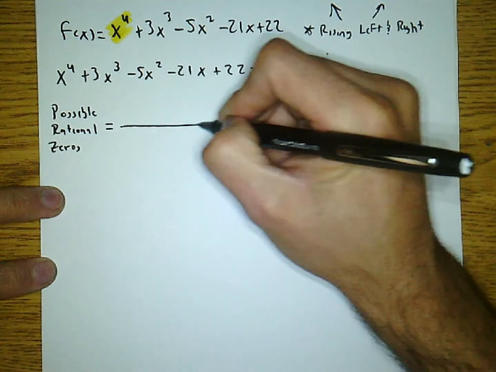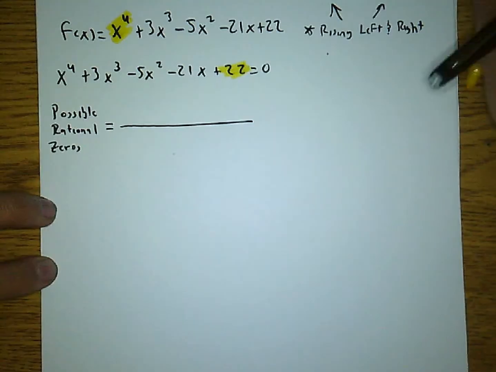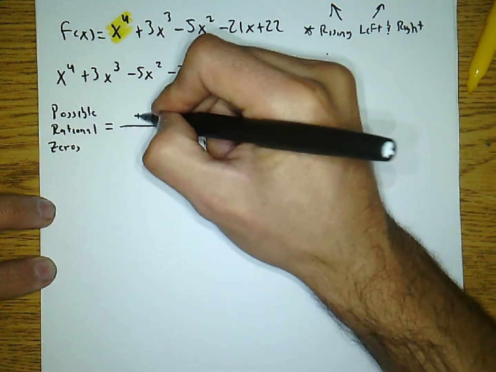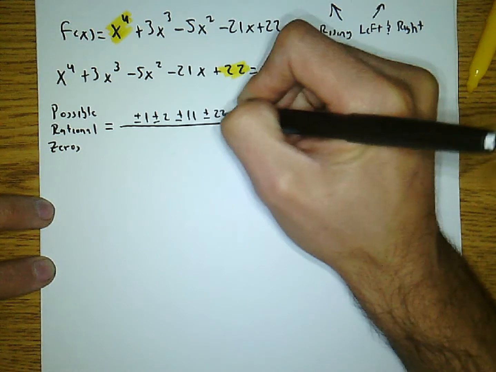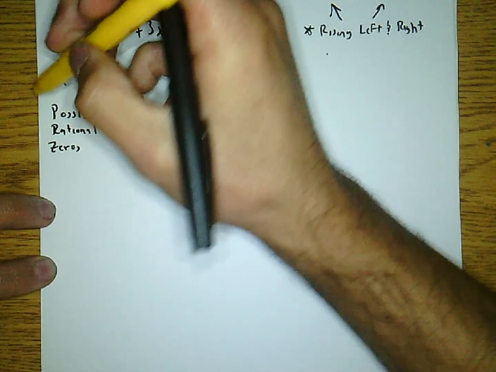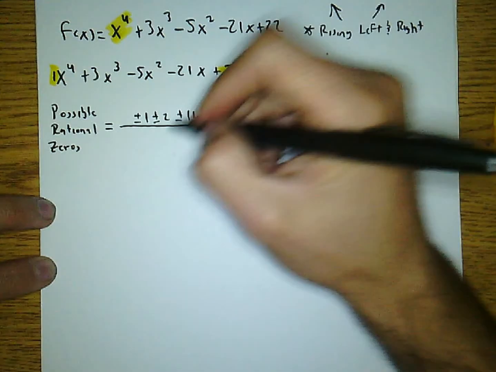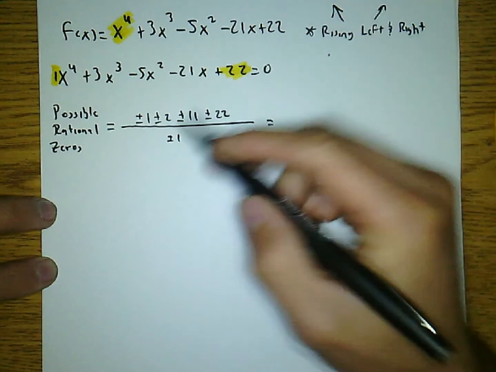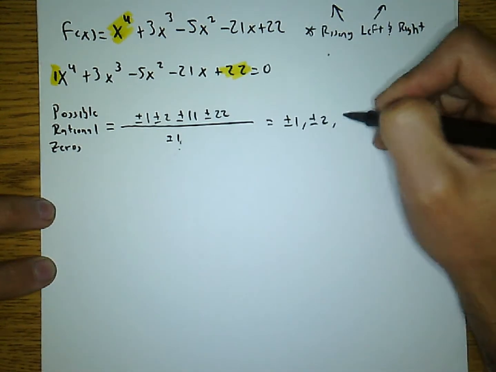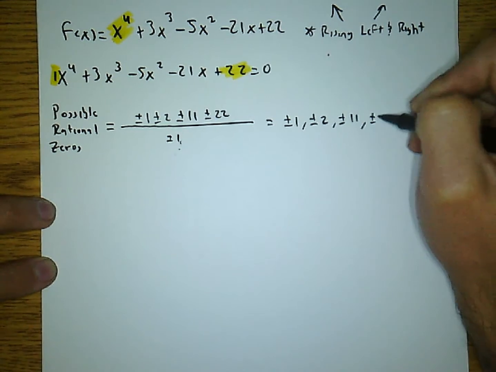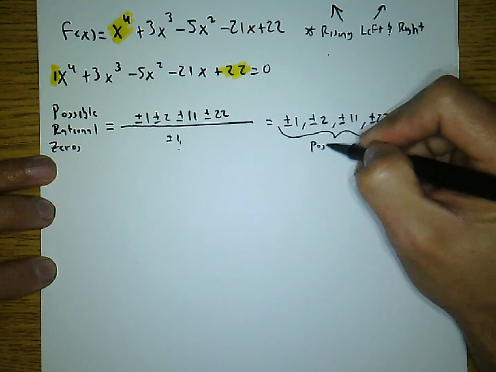Okay, so remember, to find the possible rational zeros, we're going to take the factors of your constant, which in this case is 22. So that's going to be plus or minus 1, plus or minus 2, plus or minus 11, plus or minus 22, divided by the factors of your leading coefficient, which in this case is technically a 1. So that's plus or minus 1. We're going to divide all of these numbers by 1, so that gives you plus or minus 1, plus or minus 2, plus or minus 11, and plus or minus 22. So remember, these right here are just possibilities.